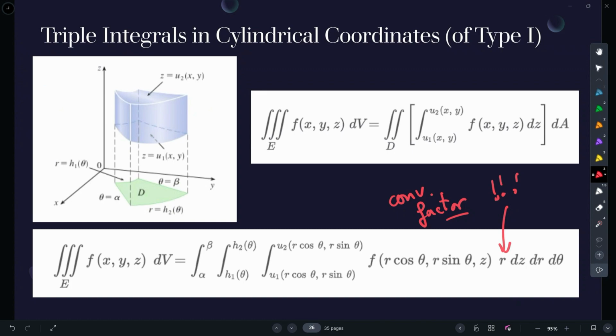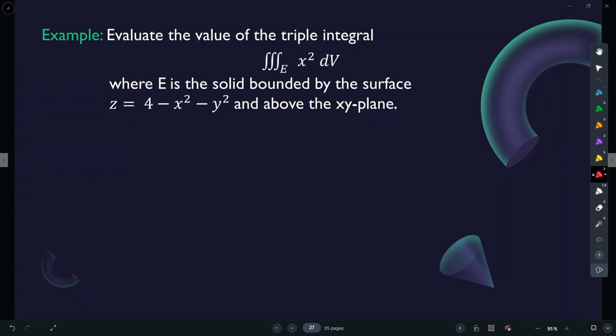Okay, so let's try to do that with this integral. So first of all, what is this solid? This solid is below z equals 4 minus x squared minus y squared. X squared plus y squared is a paraboloid opening up. With the negative sign, it's opening down and lifted up by 4. So this paraboloid looks like this.